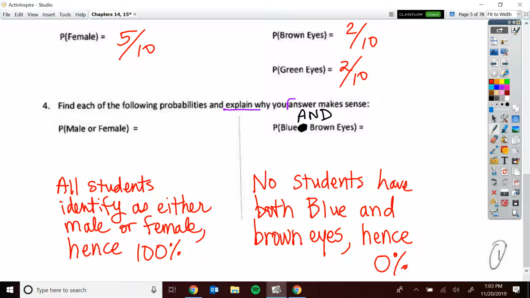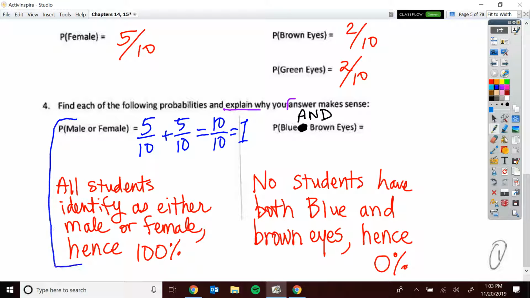All right, so what did you have as your probability of the students that are male or female? Yeah, being male is 50% and being female is 50%. So that means what proportion of my total? Yeah, 100%. The reason is because all the students are either male or female, hence 100%. The main thing I want you to get from this is something we already know: all of the probabilities sum to 1, also known as 100%.